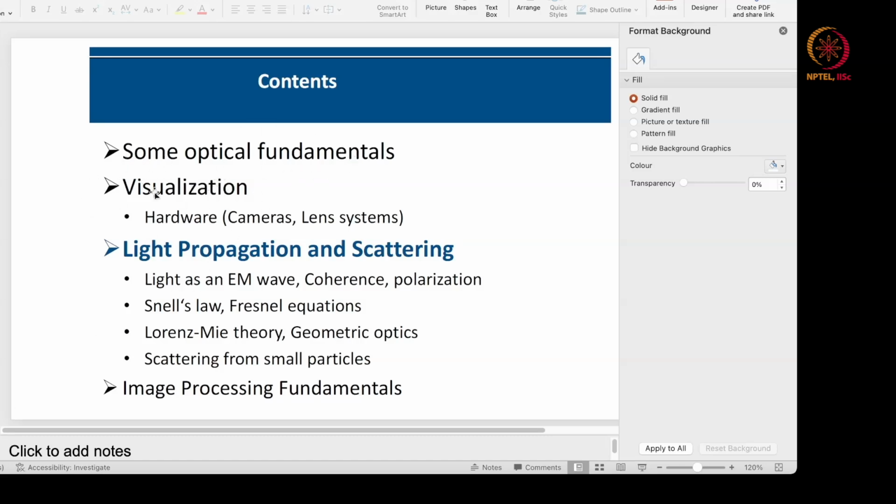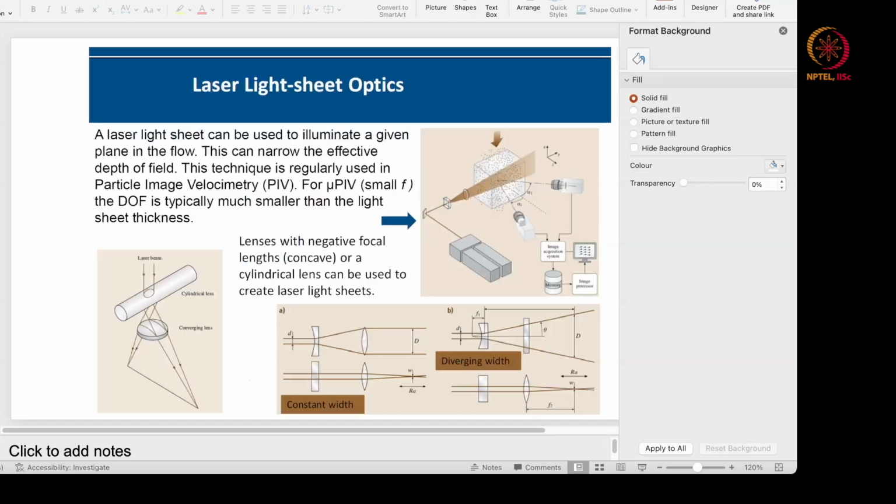you have seen that some optics fundamentals we have covered. We have covered visualization, hardware, cameras, and lens systems. And now in the next lecture onwards, we will do light propagation and scattering. So just a quick recap.